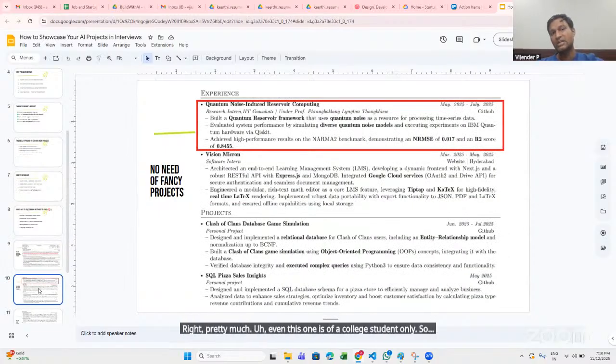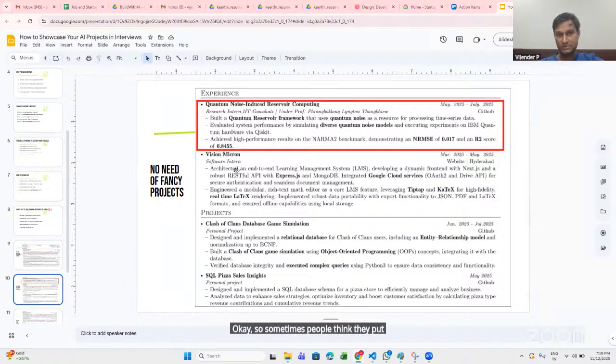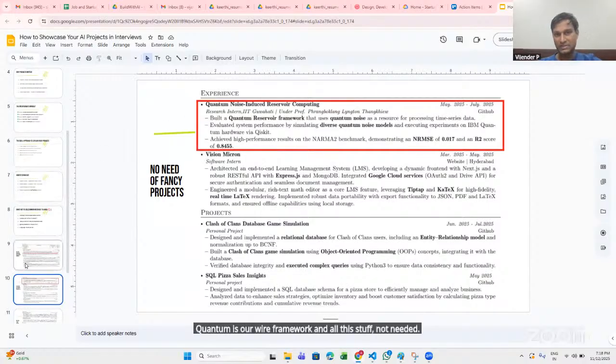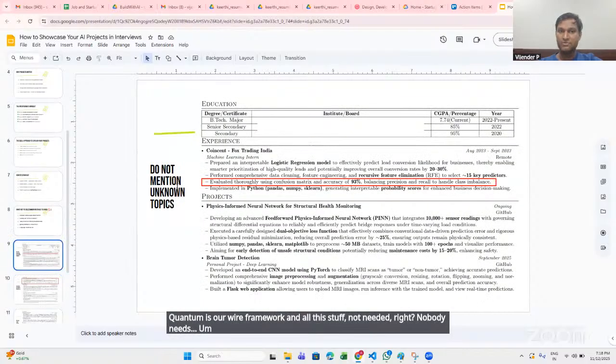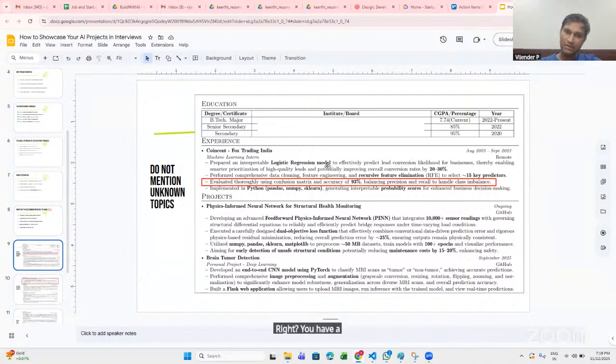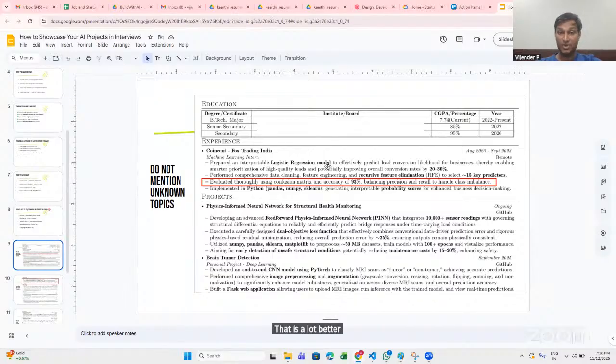So you don't need complex projects. Sometimes people think if they put in these complex projects, people will be impressed, right? Quantum reservoir framework and all this stuff, not needed. Nobody needs it. This person, for example, has done a simple logistic regression model, correct? That's okay, right? You have a simple ML model in which you have solved a real world problem in a very nice manner. That is a lot better than having some fancy project which you also don't know and you're not able to explain, right? No use.